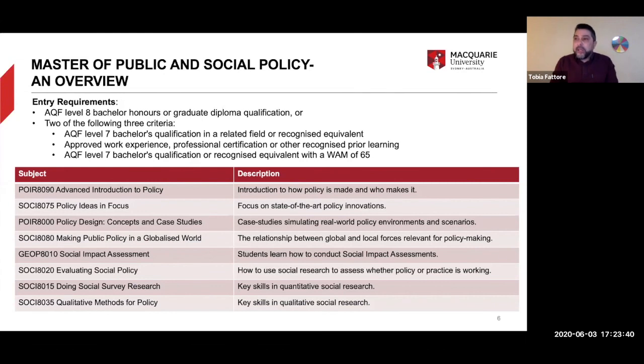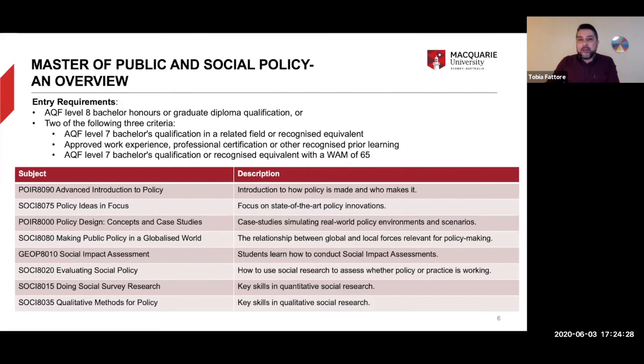Policy Ideas in Focus gives students an understanding of state-of-the-art policy innovation. So what are the cutting edge innovations that are occurring in the policy world at the moment? So it could be, for example, the influence of the brain and mind sciences on policy making, the use of big data in policy making and to inform decisions. Or it could be, say, nudge theory, which comes from behavioral economics, and that's the use of positive reinforcement and indirect suggestion to bring about social change. So these are areas that students might learn about in the course, and of course they are continuously updated depending on what the innovations are.